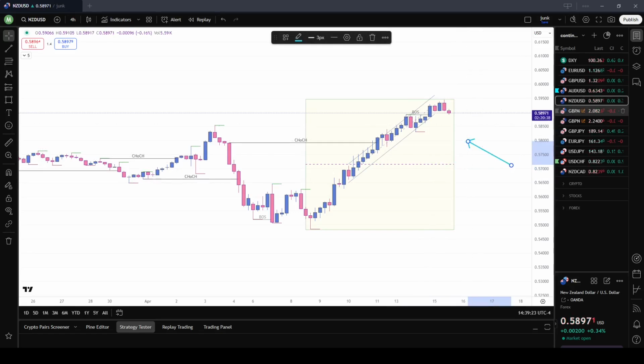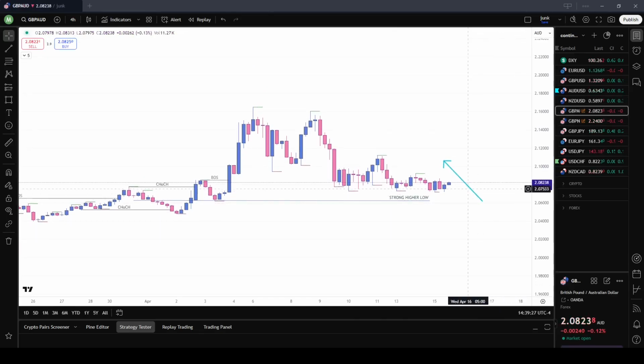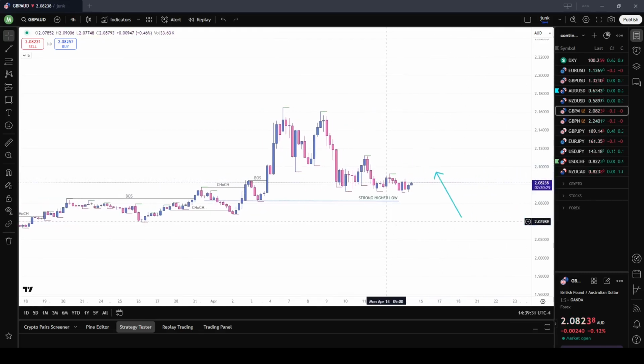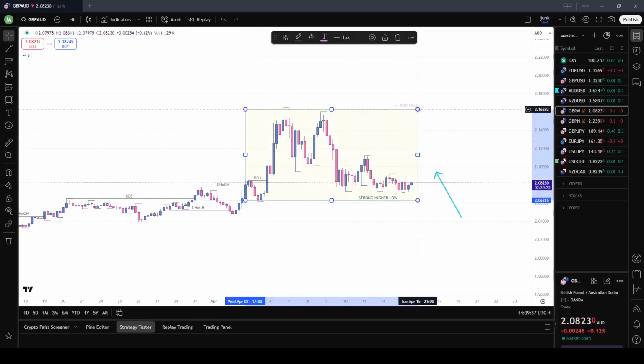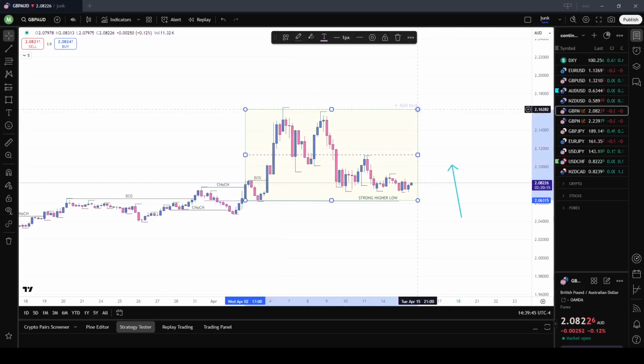GBP AUD. And this cross pair continues to consolidate sideways. Let's go and map out the current range. And this is the range because this is the low that broke the last high, and it formed this new high. So it has started to retrace back.